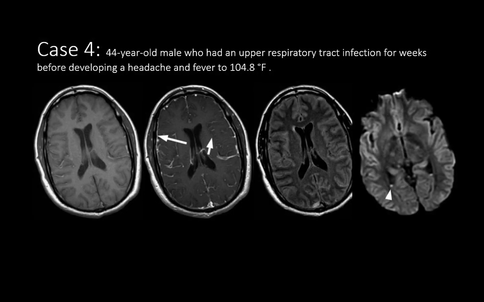This is the fourth case, for a 44-year-old male who had an upper respiratory tract infection for weeks before developing a headache and fever. Please take a moment to examine these selected images of the MRI scan: T1 weighted images with contrast, and this is the FLAIR and diffusion weighted images.